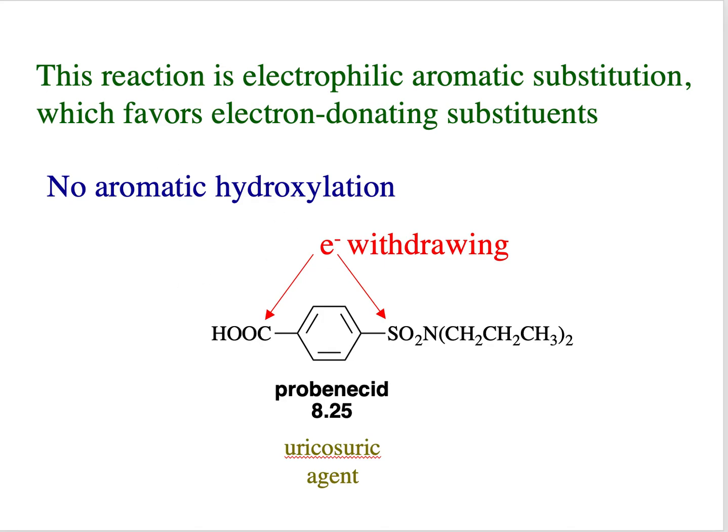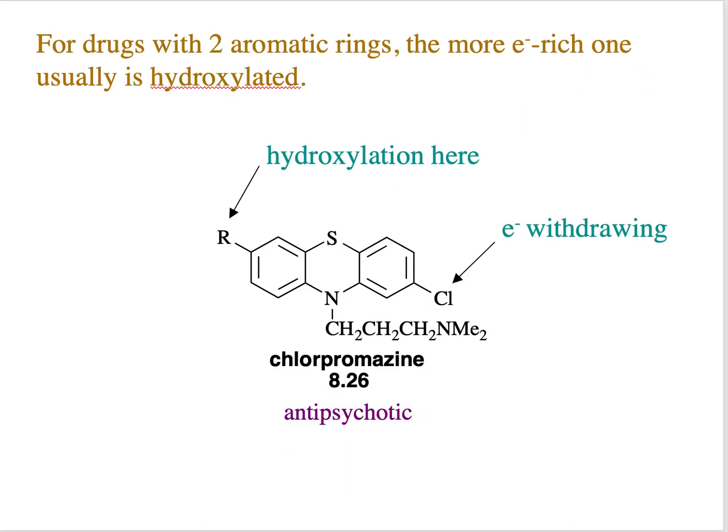So the reaction with cytochrome P450 is the reaction that the slides talk about. And so basically it's electrophilic aromatic substitution. That means if it's got electron withdrawing groups, it's not going to happen. And for molecules with more than one aromatic ring, you can extend this from 2 to many more. The more electron rich one is usually hydroxylated.